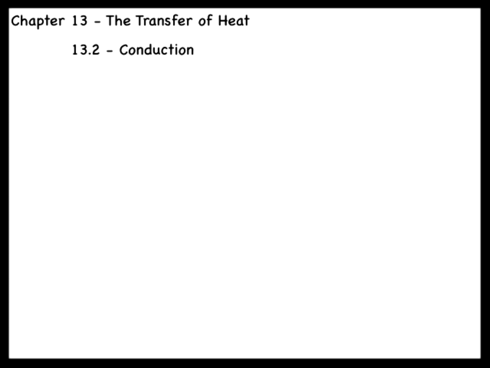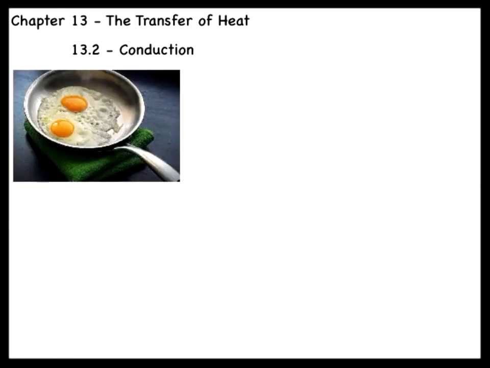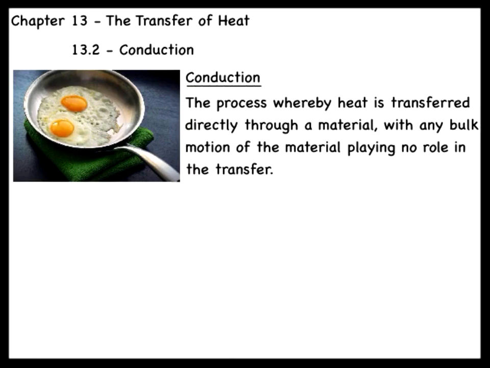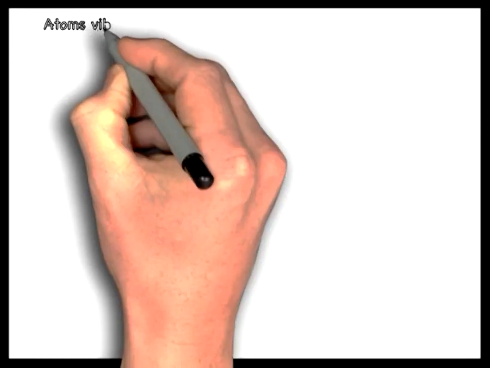We now turn to a method of heat transfer that you are all familiar with. Anyone who has ever grabbed the handle on an all-metal skillet on the stove knows the handle can get extremely hot. Somehow heat has been transferred directly through the metal skillet and up into the handle. This process of heat transfer is known as conduction. Conduction is the process whereby heat is transferred directly through a material, with any bulk motion of the material playing no role in the transfer.